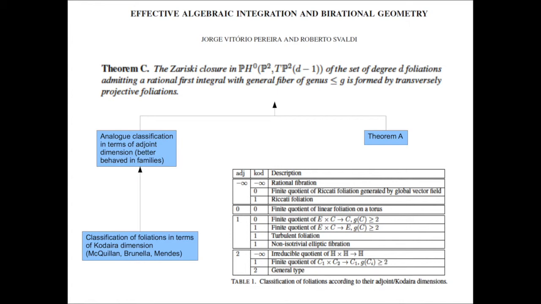It's a turbulent foliation, a foliation which is transverse to a fibration by elliptic curves, or it's a non-isotrivial elliptic fibration. This is the adjoint dimension 1.